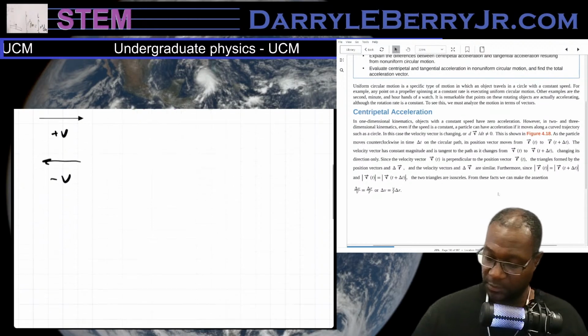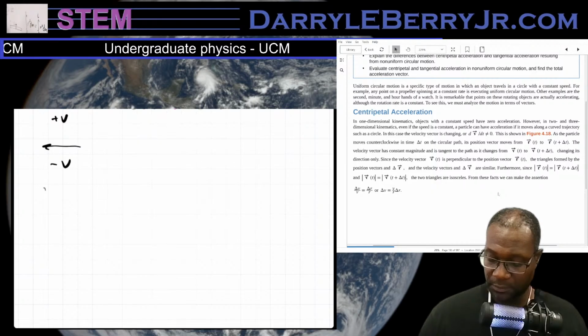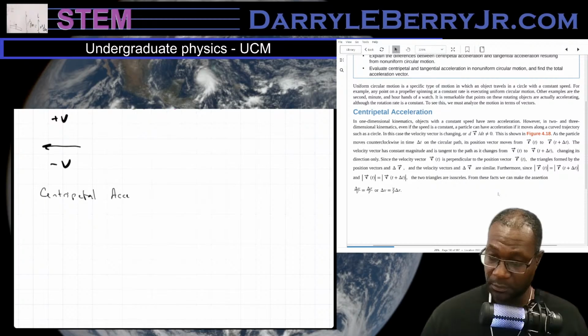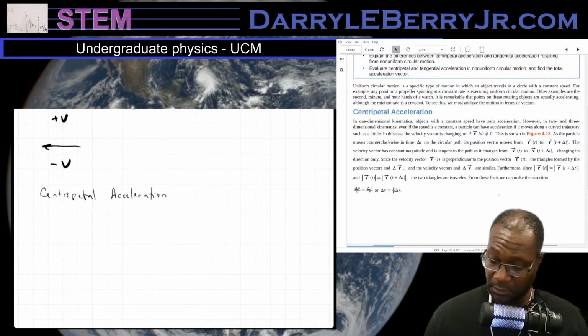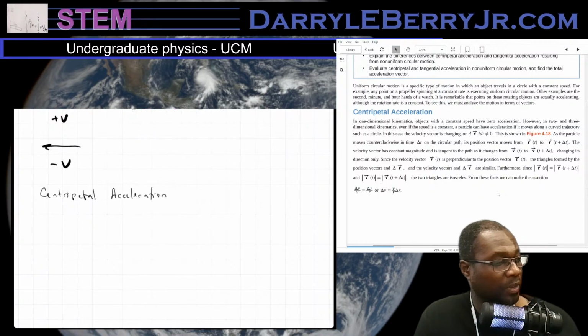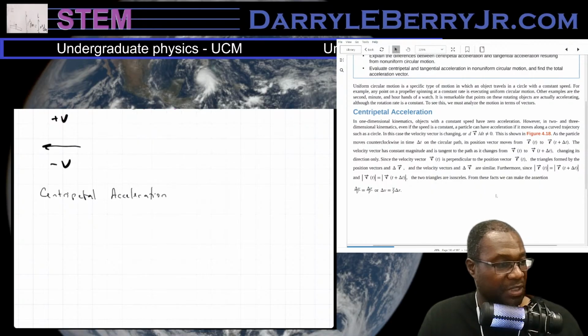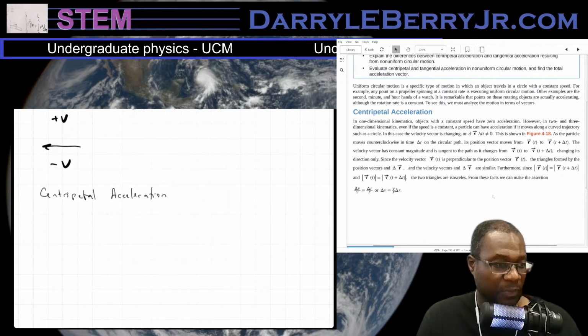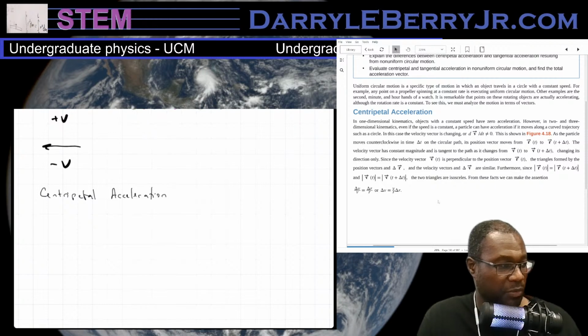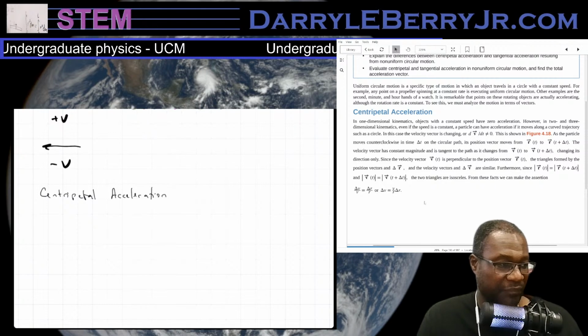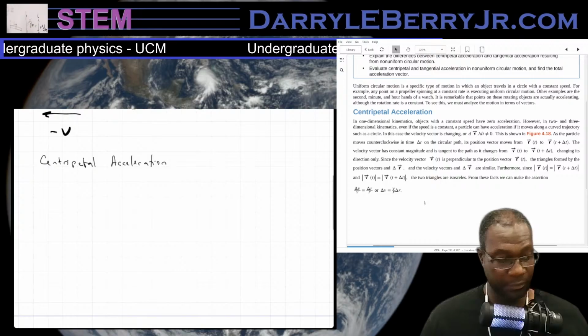Centripetal acceleration. In one-dimensional kinematics, objects with a constant speed have zero acceleration. However, in two- and three-dimensional kinematics, even if the speed is constant, a particle can have an acceleration if it moves along a curved trajectory such as a circle. In this case, the velocity vector is changing, or dv over dt does not equal zero.